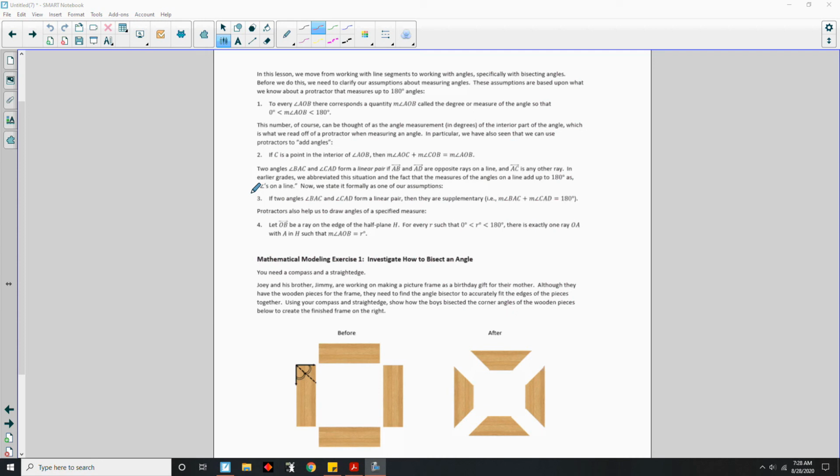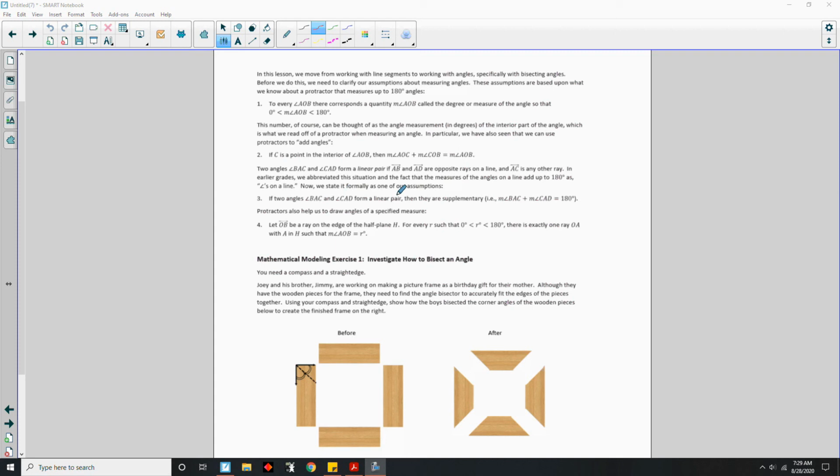Two angles, angle BAC and angle CAD, form a linear pair if ray AB and ray AD are opposite rays on a line, and ray AC is any other ray. In earlier grades, we abbreviated this situation and the fact that the measures of the angles on the line add up to 180 degrees as angles on a line. Now we state it formally as one of our assumptions. 3. If two angles, angle BAC and angle CAD, form a linear pair.